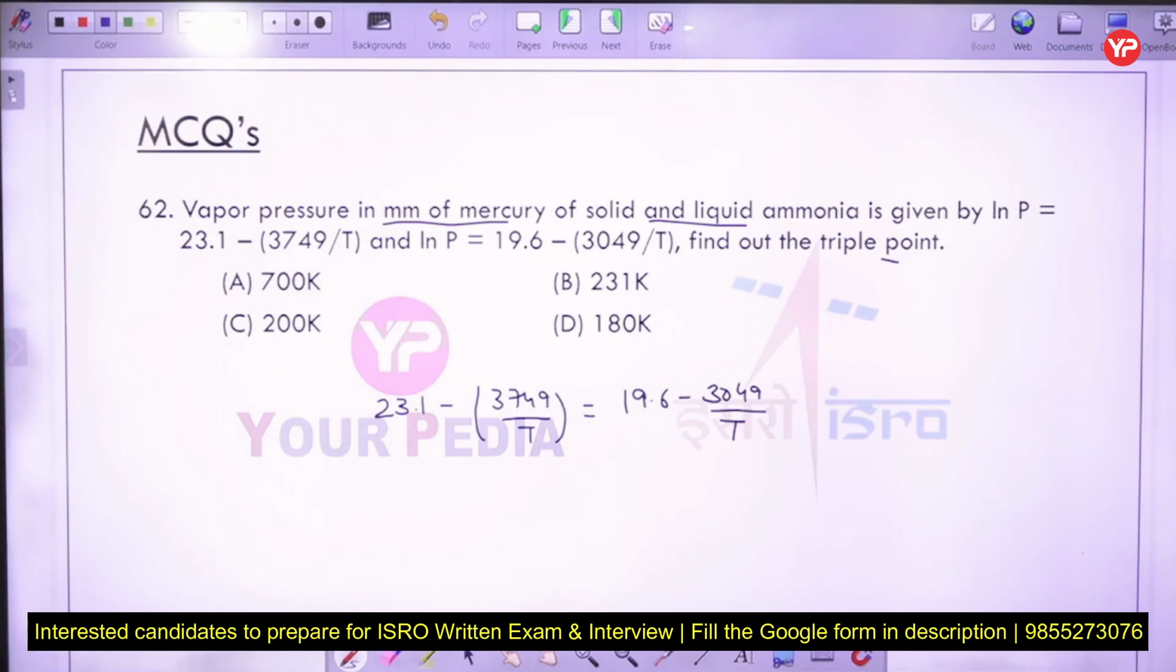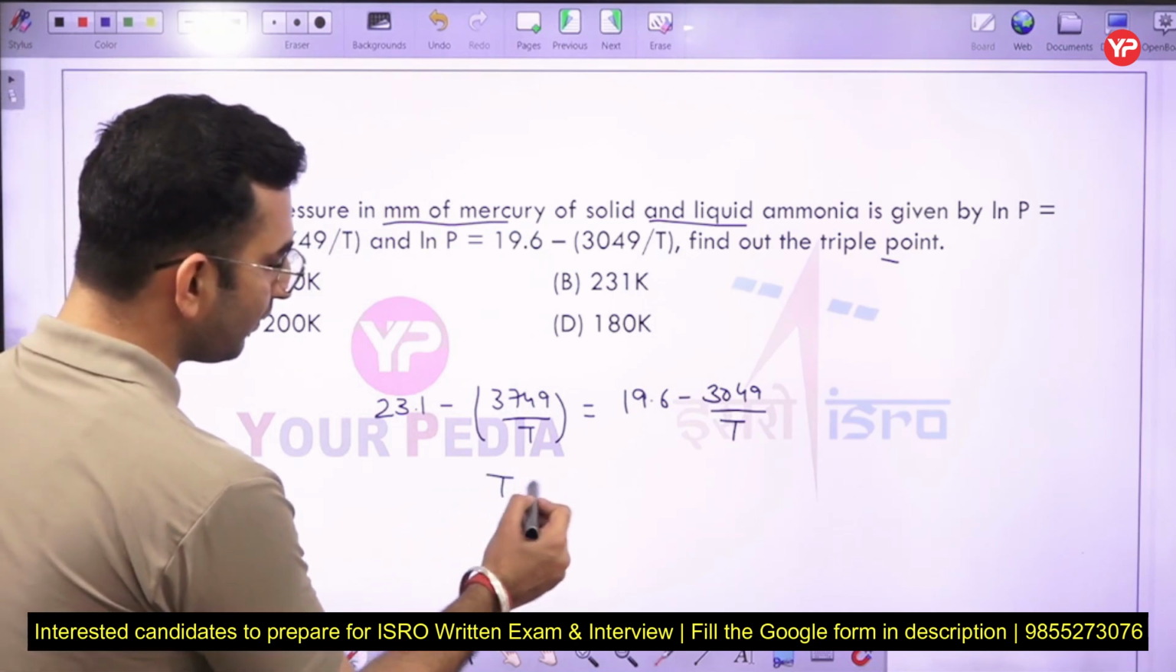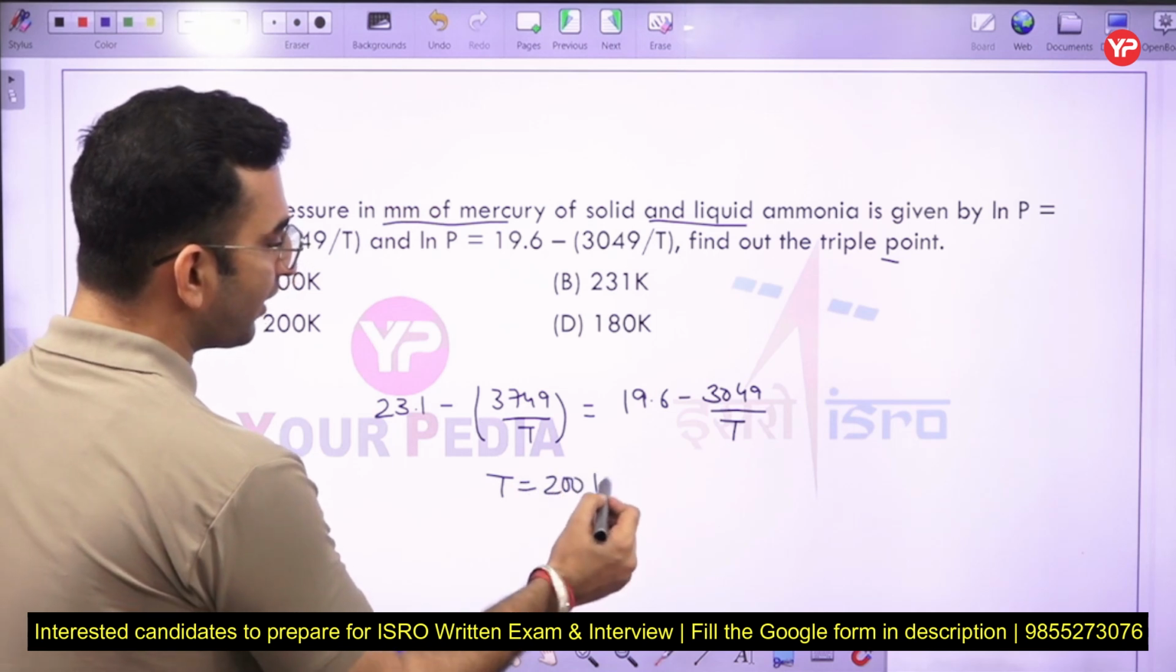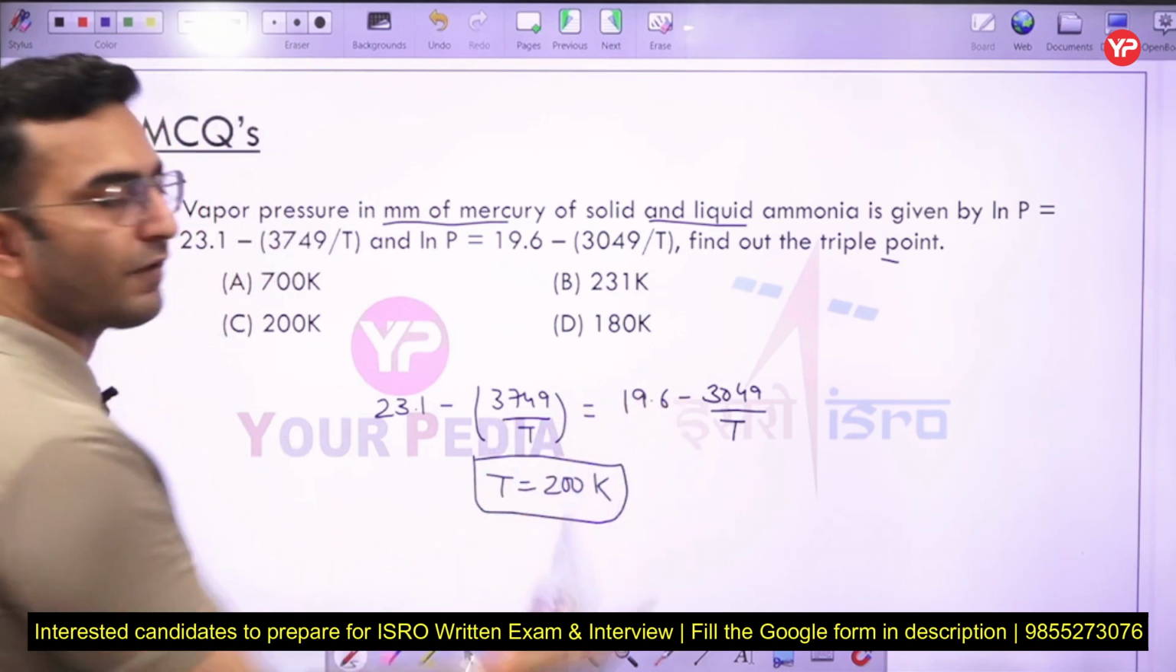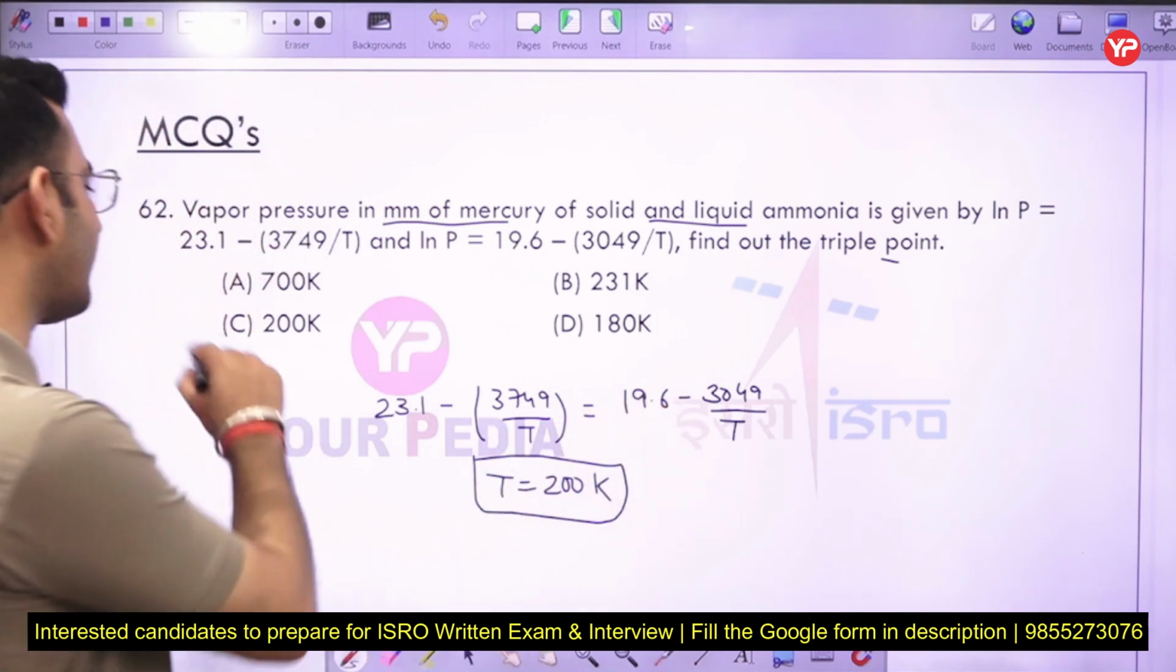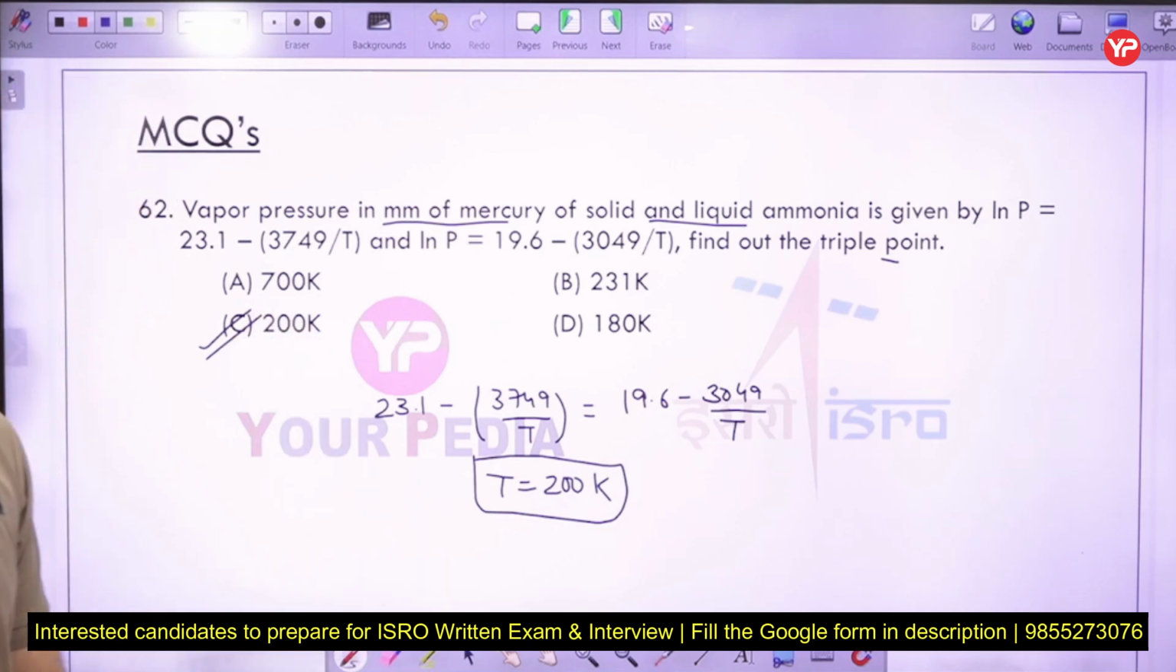And if you solve this entire question, you are going to get the value of the temperature as 200 Kelvin. So just equate it and find out the value of the temperature. That's a very simple case. So option number C will be the correct one here.